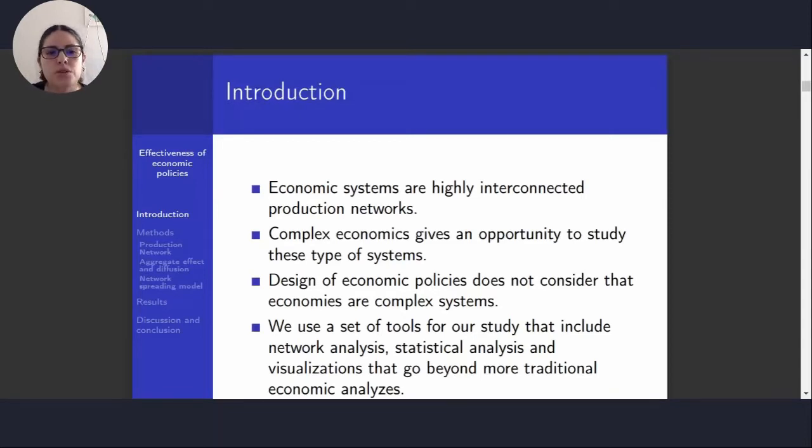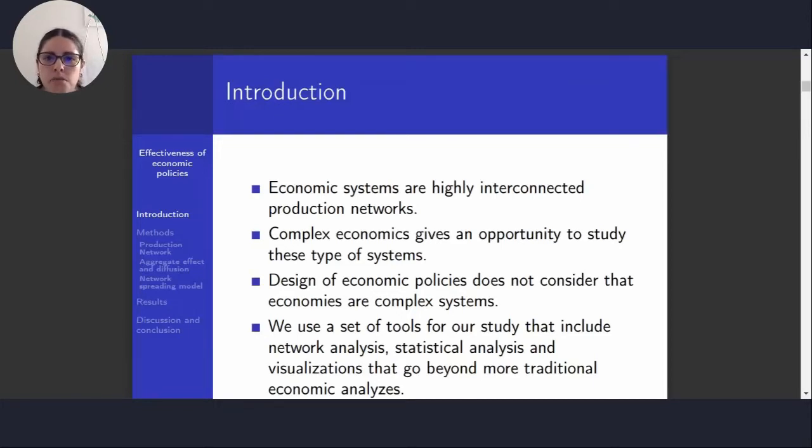So let me go to the introduction slide. This is the third slide. And here I have a sort of a point. We just heard about Professor Kierman's presentation about complexity in economics. So we are going to depart from the fact that the economy is a complex system, and we can represent this complex system as a network.